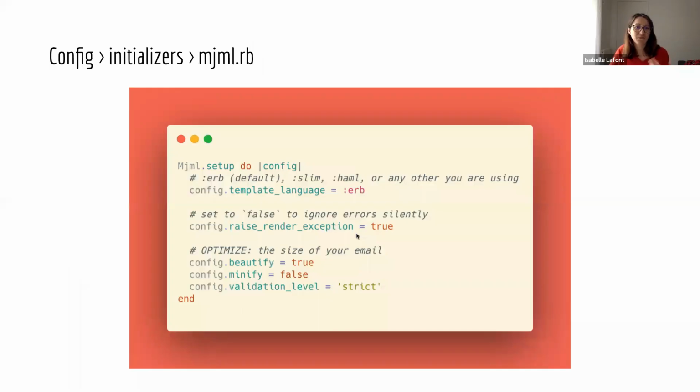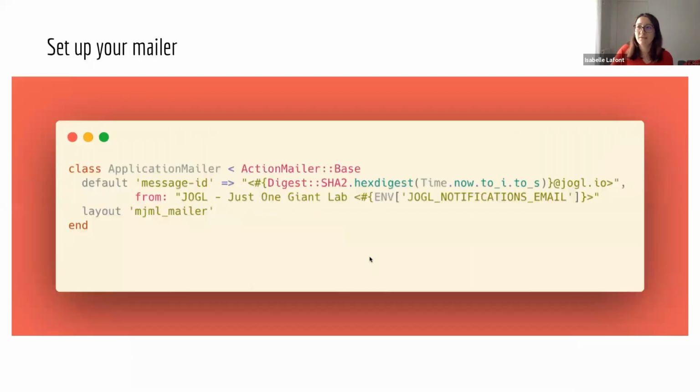So first you have to install, and of course you have to set up your config initializers. Sorry, the word is not easy in English. So you just make your config template language. So you have to tell it that you are working with ERB. If you want to see some in yours, you can put it to true or false. You can optimize the size of your emails. And then you have to set up your emails, your mailer.